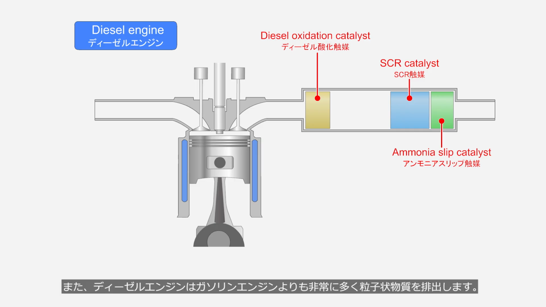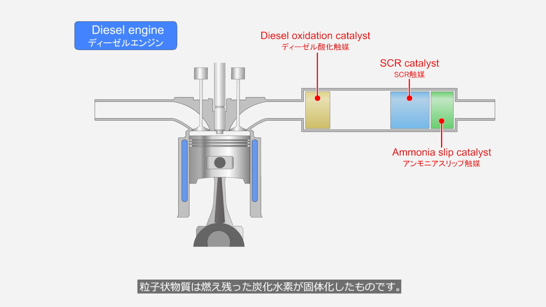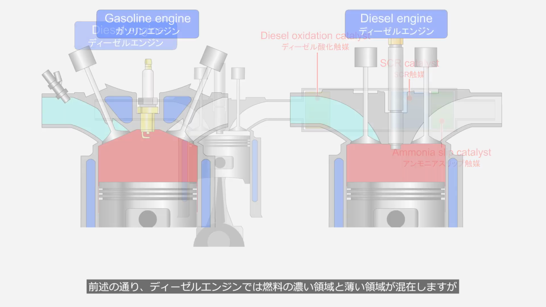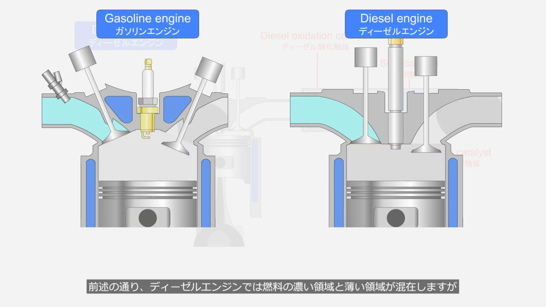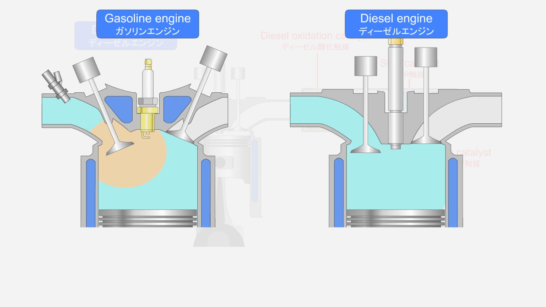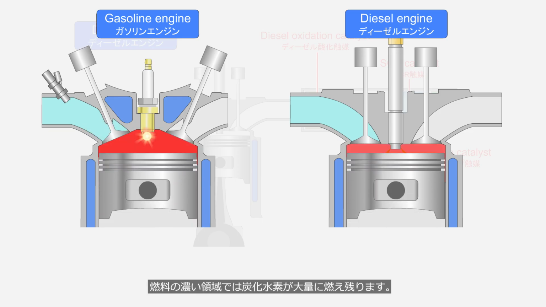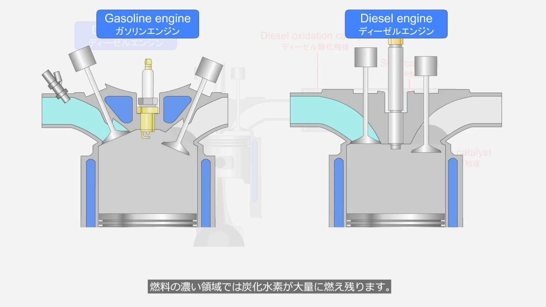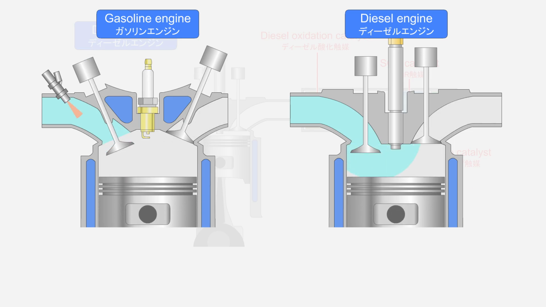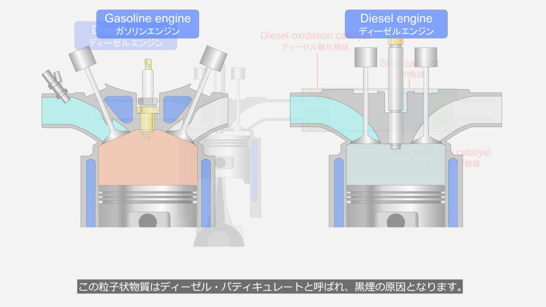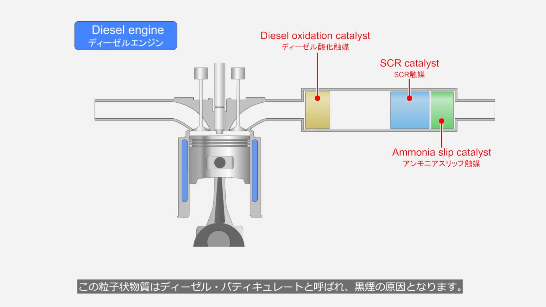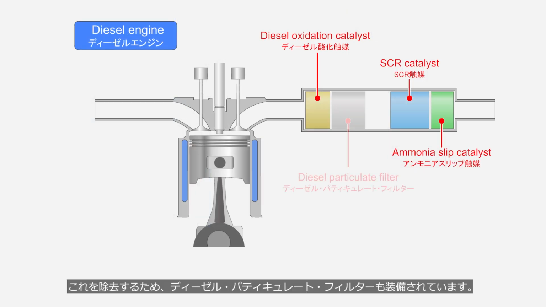Additionally, diesel engines emit significantly more particulate matter than gasoline engines. The particulate matter is fine particles formed by the solidification of unburned hydrocarbons. As mentioned earlier, diesel engines have regions with both rich and lean fuel mixtures. Depending on the operating conditions, a significant amount of hydrocarbons remains unburned in the rich fuel regions. This particulate matter, known as diesel particulate, is the cause of black smoke. To remove this, a DPF, diesel particulate filter, is also equipped.